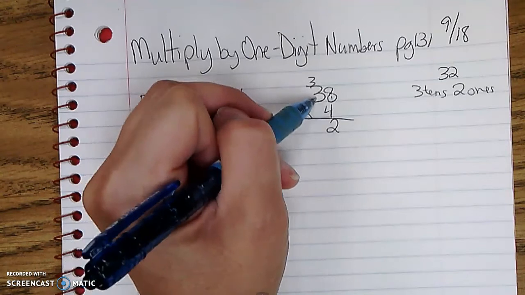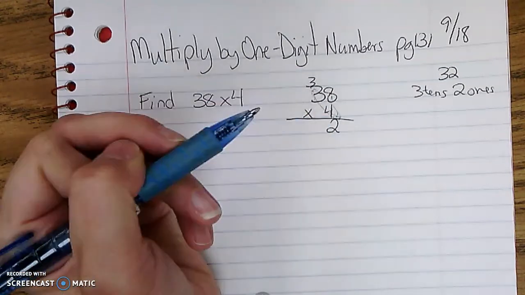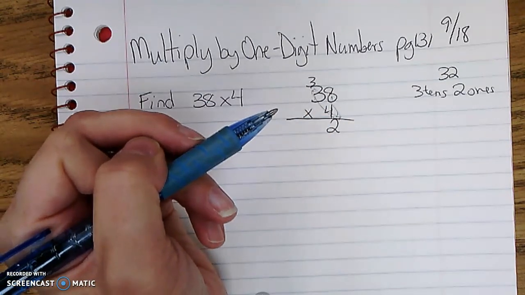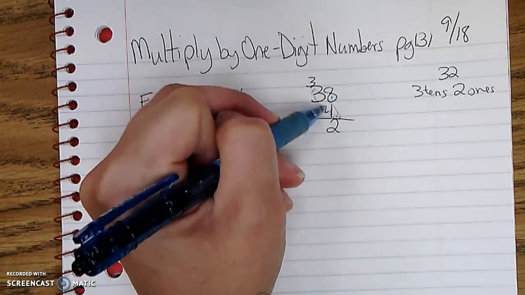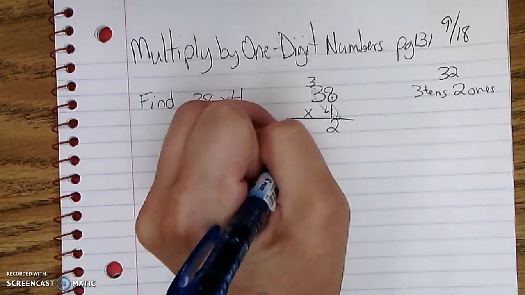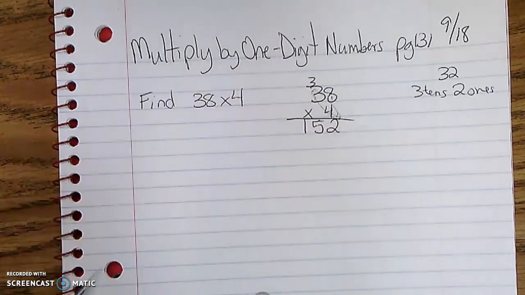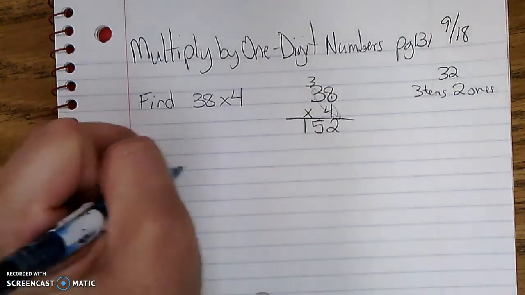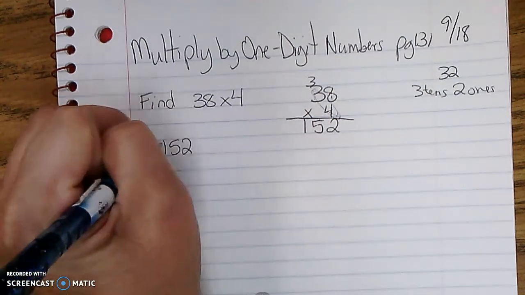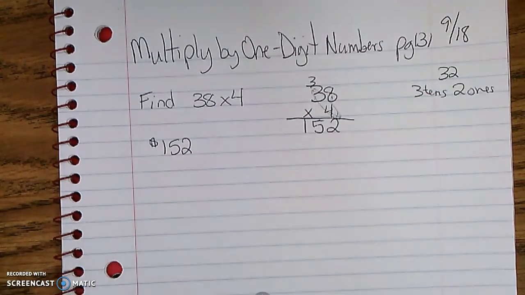So now I'm going to multiply here, and 4 times 3 is 12, plus I'm going to add what I regrouped. So 12, 13, 14, 15. And so my answer would be 152. And so I would say that they spent $152.